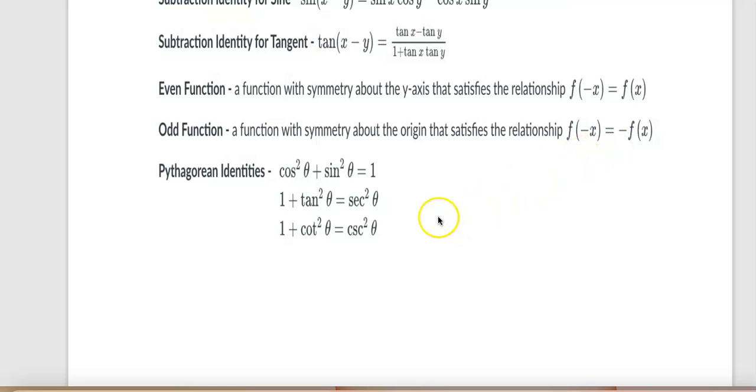And then we are having Pythagorean identities. Cosine square theta plus sine square theta is equal to 1. Then we have 1 plus tangent square theta, which is equal to secant square theta. And 1 plus cotangent square theta is equal to cosecant square theta.